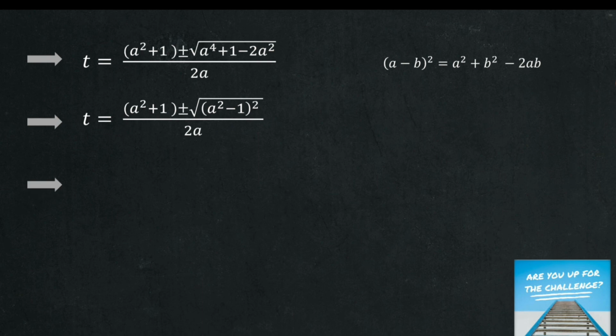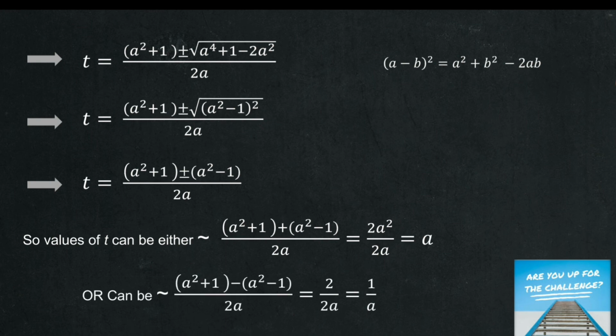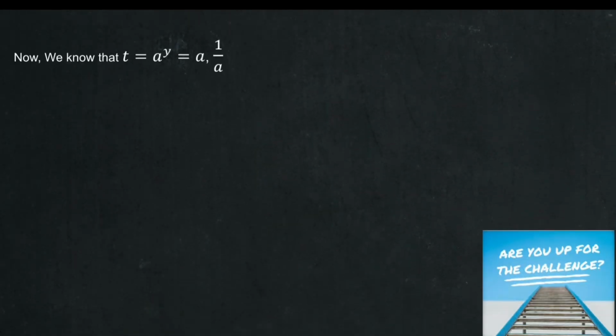So we can actually observe it. Now we remove the root, and the root and square are cancelled. So t equals (a square plus 1 plus minus (a square minus 1)) divided by 2a. Once we do plus, then minus: when we do plus, we get the value a, and when we do minus, we get the value 1 by a. So far so good, because now t equals a to the power y, and t came to be a, comma, 1 by a.